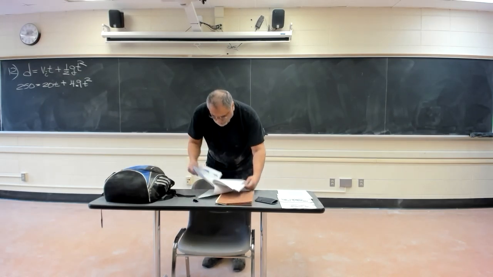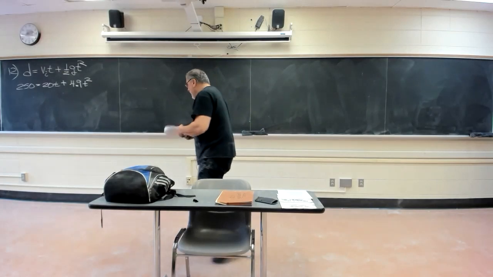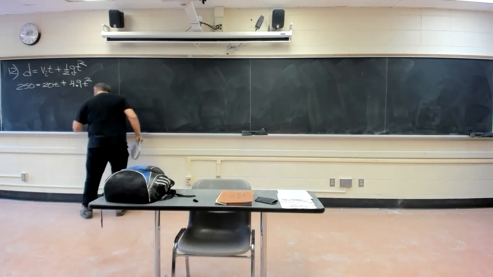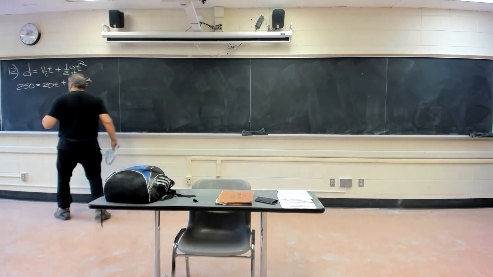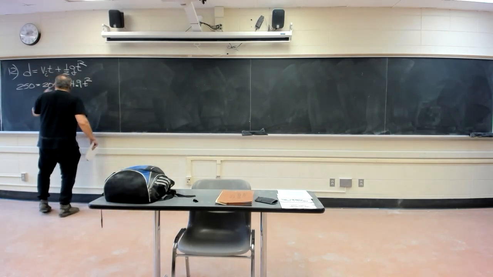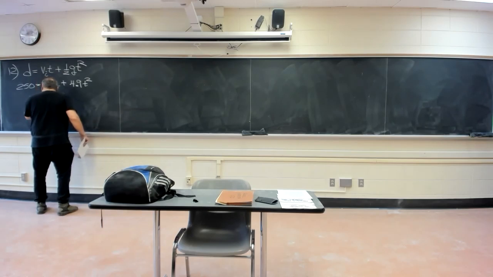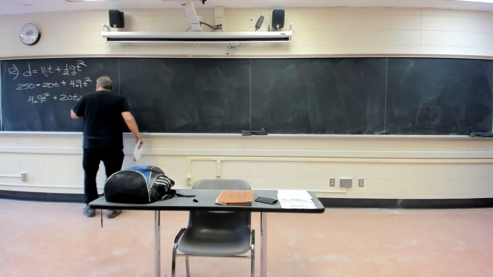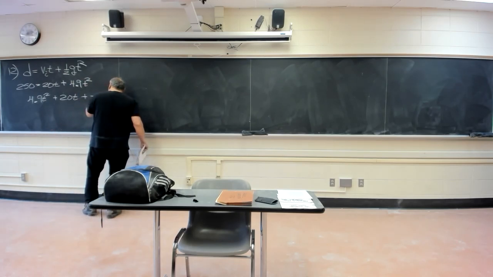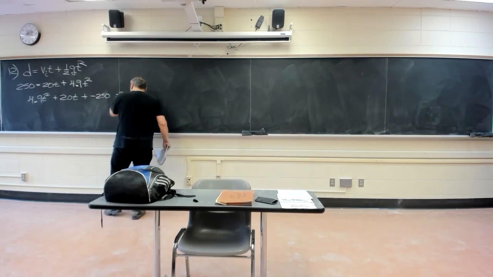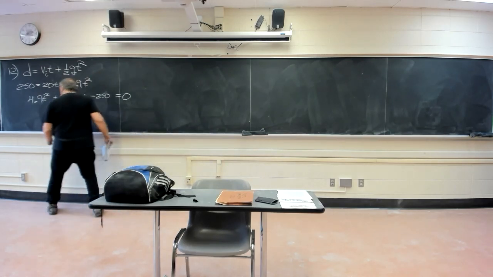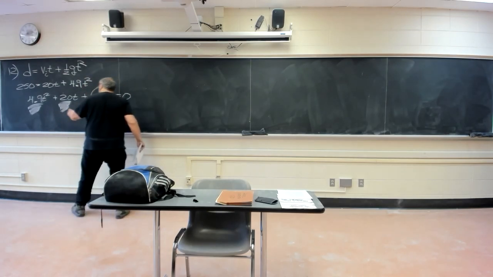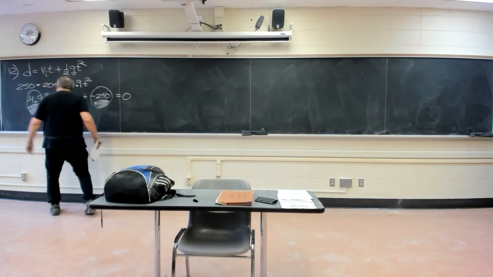Yeah, that is it. You're looking basically at this, and you're saying, okay, let me see what I can do here. Let me write it as 4.9 t squared plus 20t plus a negative 250 equals 0. Well, that looks a lot like ax squared plus bx plus c equals 0.